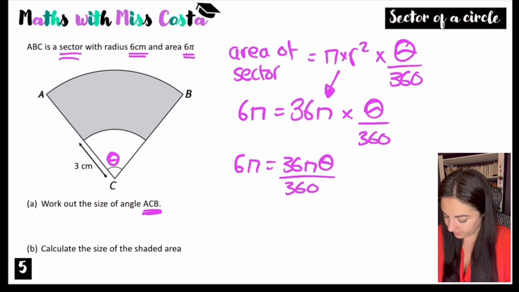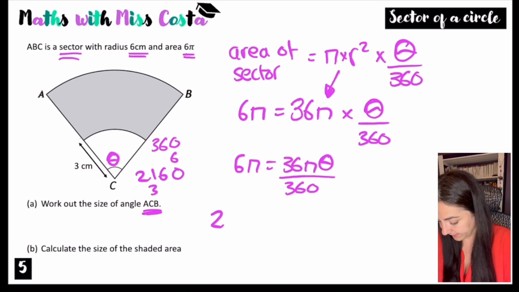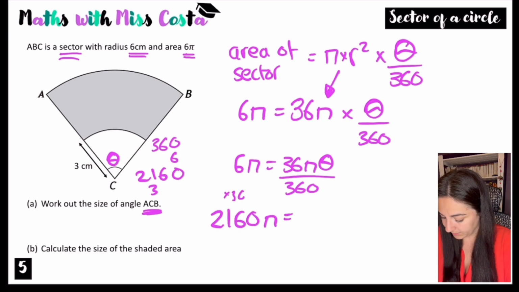And what could I do? I could multiply 360 by 6. So 360 times 6: 6 times 0 is 0, 6 times 6 is 36, 6 times 3 is 18, 19, 20, 21, 2,160. So 2,160 pi, I've just multiplied both sides by 360, is equivalent to 36 pi theta.